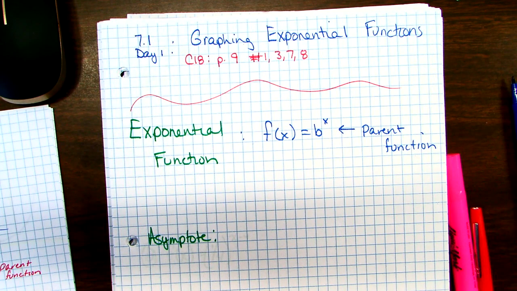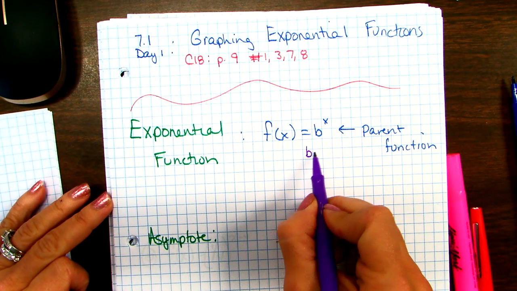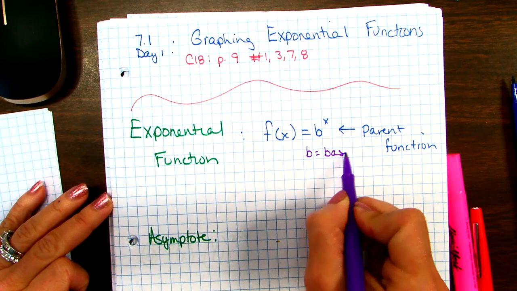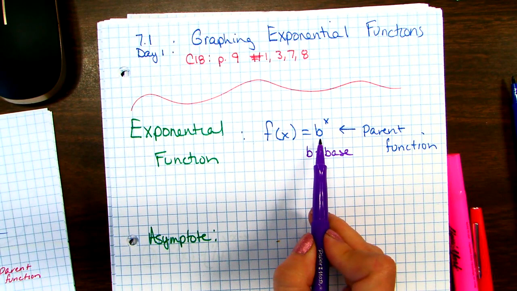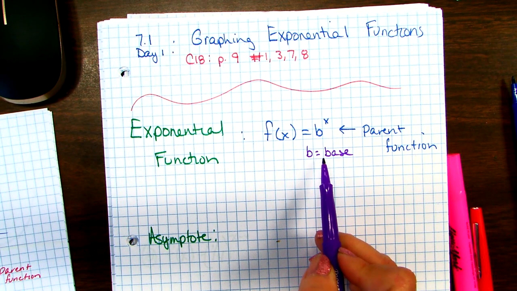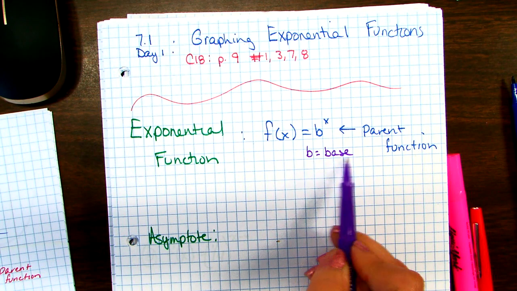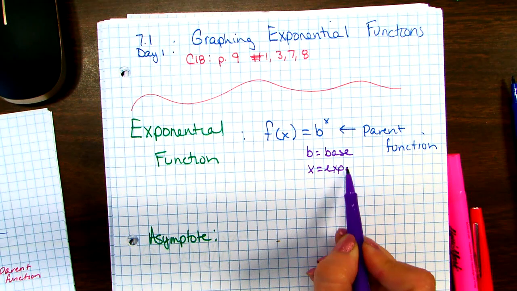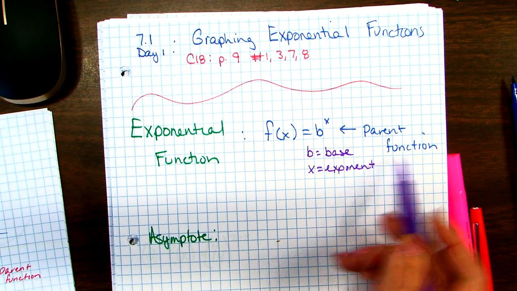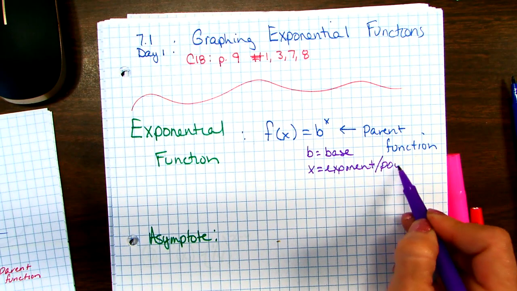But first, let me just identify that letter b. We call it the base. Anytime I talk about the base, it's whatever this is, and it'll always be a number. It can be a fraction or a whole number, but it won't be negative. So b is your base, and x is your exponent. You could even call it a power.